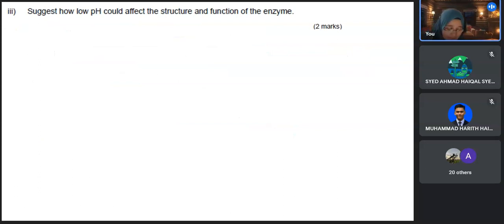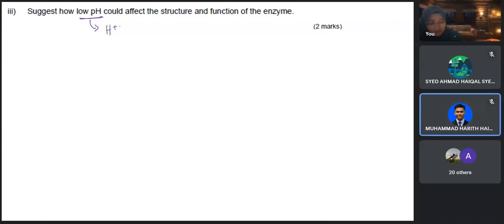Question number 3. Suggest how low pH could affect the structure and function of an enzyme. Low pH, what condition is this? Acidic. The acidic condition is due to what concentration that increases? H plus concentration increases. So low pH indicates that there is a high concentration of hydrogen ions.